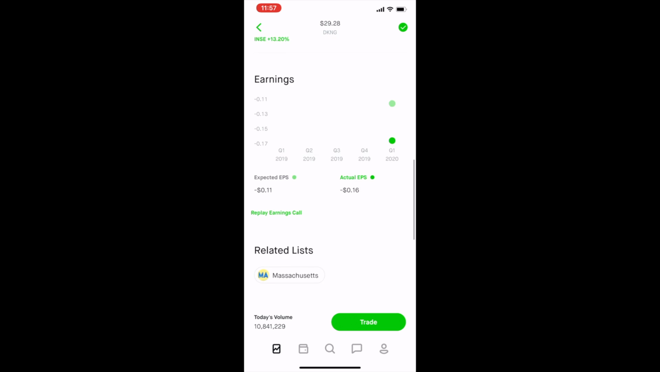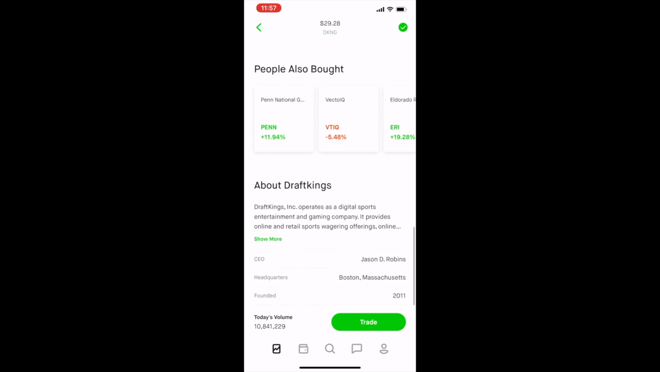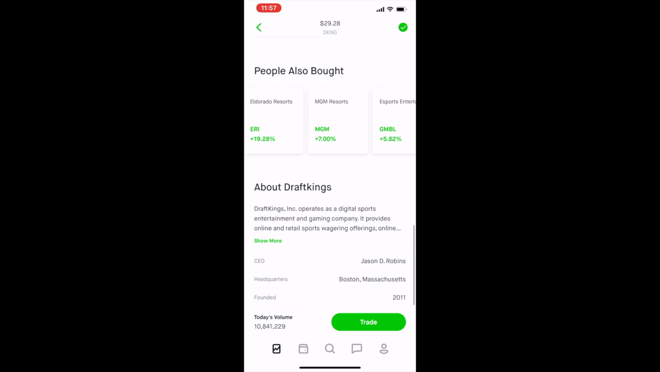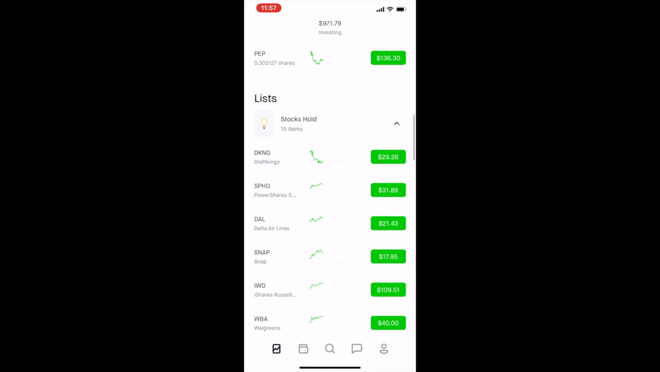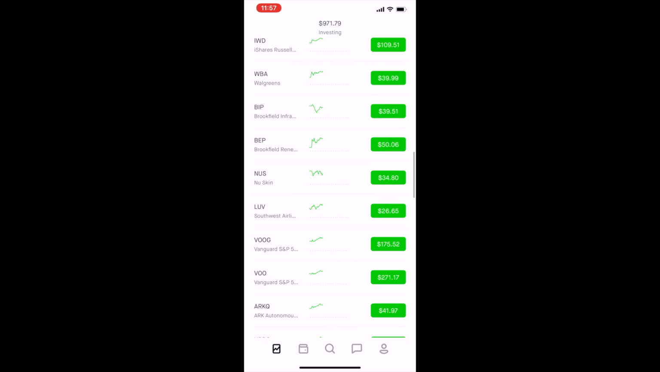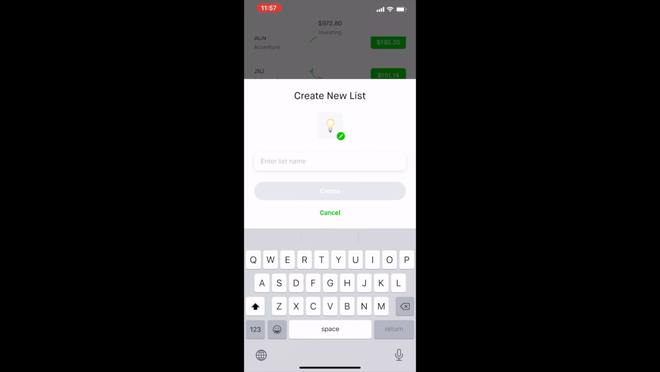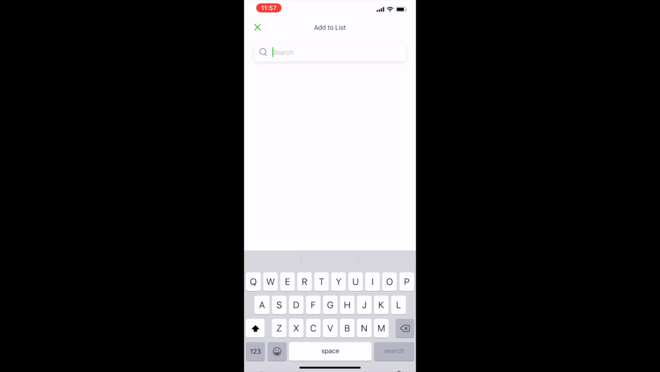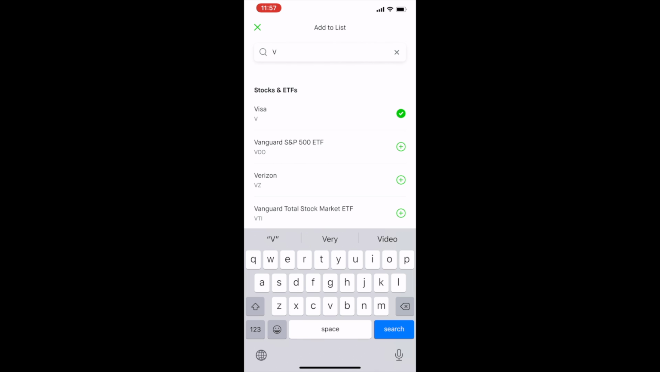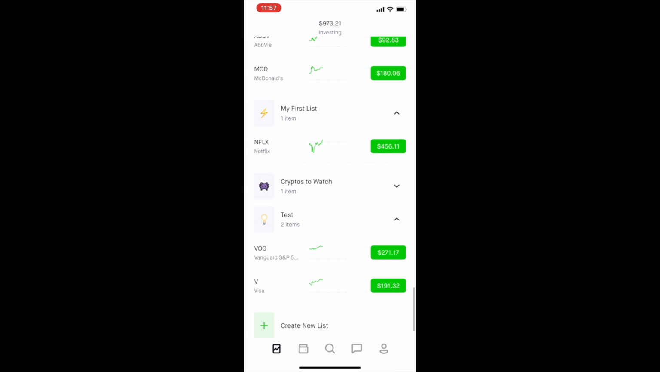Then it'll give you some news stories about that, a related list if there is one, what different stocks people have also bought, and a little bit about section. If you want to create a new list, you scroll all the way down to the bottom, and then you can create a new list and name it however you want. We'll do test, and then you can start adding stocks to that. If you want to add Visa and the Vanguard ETF 500, you can create those, and now you have those in your list.